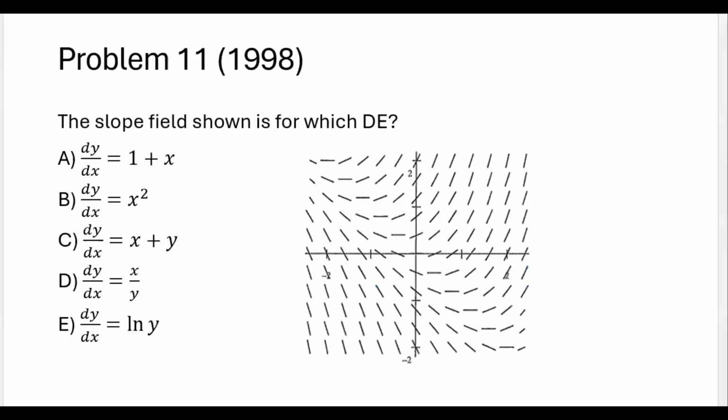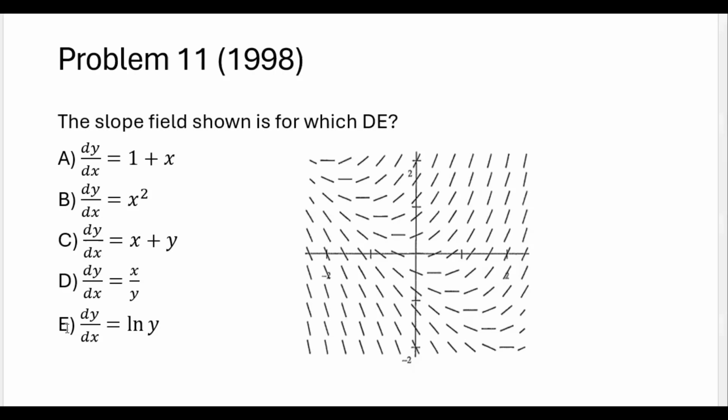Okay. Problem 11, this is actually from the 1998 AP Calculus exam. The slope field shown is for which differential equation? Okay, so we'll use our tricks from before. This is saying that there's no dependency on y. So when you step up or down, the slope should be the same. Clearly, that's not the case. We can eliminate B. And remember, for D, when x is equal to y, then the slope is 1. Is that the case here when x is equal to y? No, the slope is changing. So we eliminate D as well.